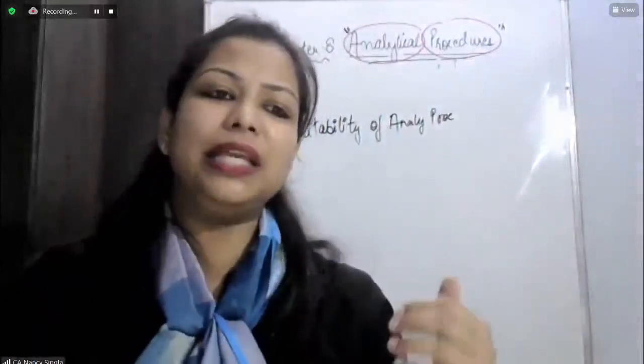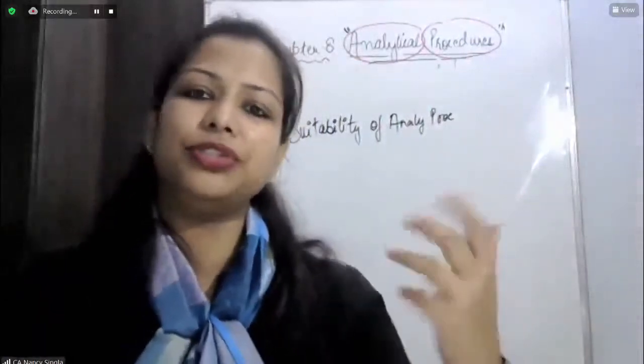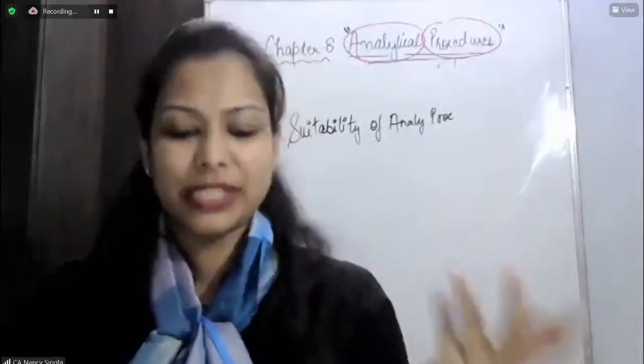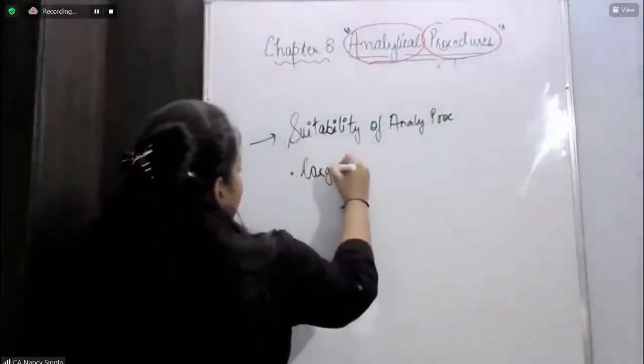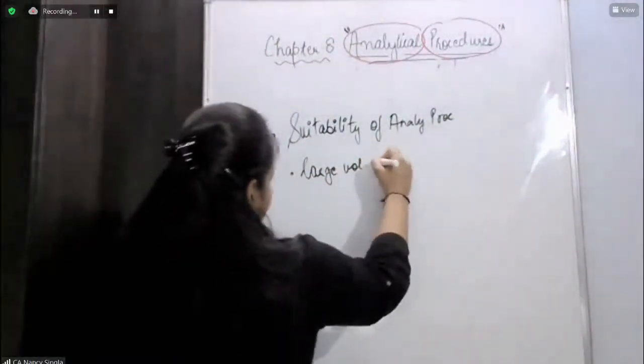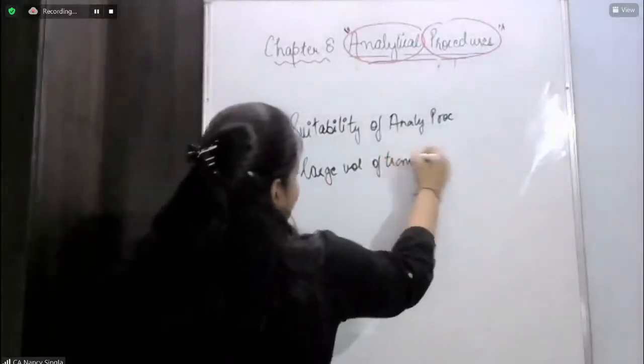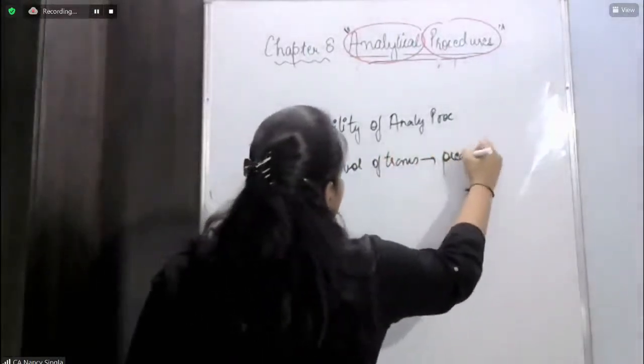So the auditor will think, now why should I apply analytical procedure? I'll check this in detail. Small transactions are there, I can check them in detail. So a large volume of transactions should be there, and these should be predictable.